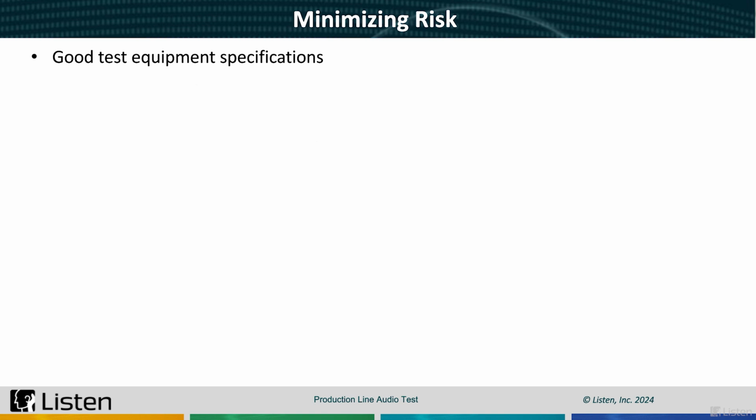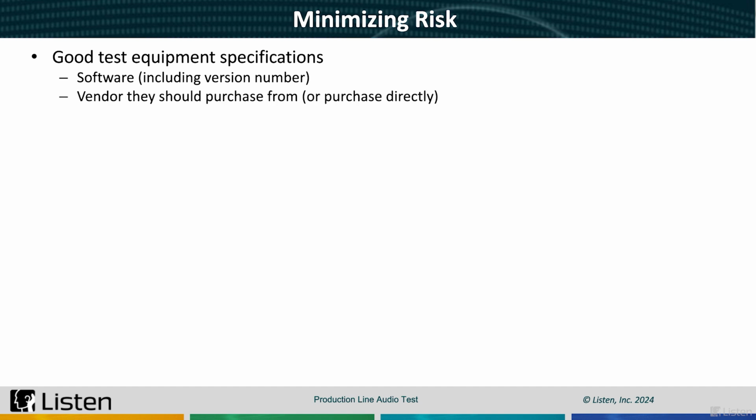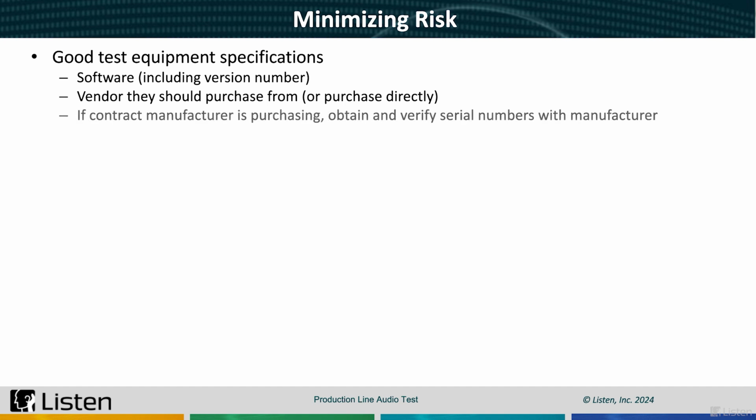At the very least, it is advisable to fully specify the software, down to the current version number and the hardware configuration that is required to run all your tests. You should also specify the authorized vendor from which they must buy it. Many large OEMs have gone one step further, purchasing it themselves for their contract manufacturer to guarantee system integrity. If you are relying on your contract manufacturer to purchase the software, it is a good idea to request the serial numbers of the systems they plan to use on your lines and verify their authenticity with the manufacturer.